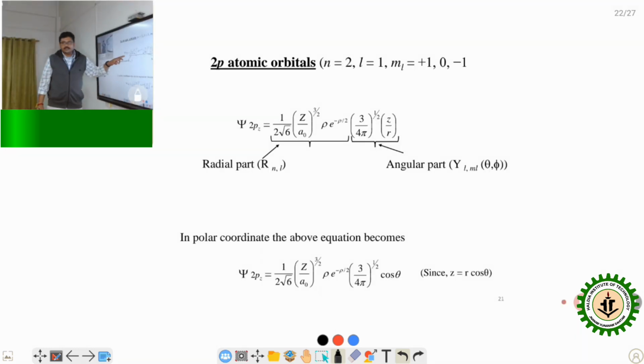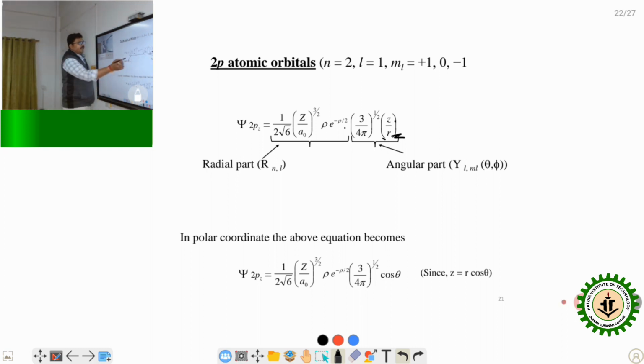Here is the typical pz wave function. Here you can see up to this there will be r dependency, and here this part will be the angular part. But the question you can ask, this small z and this z by r, so this will be r dependency. But this capital Z and small z, they are different. Capital Z belongs to the effective nuclear charge, but this small z belongs to the Cartesian coordinate xyz.